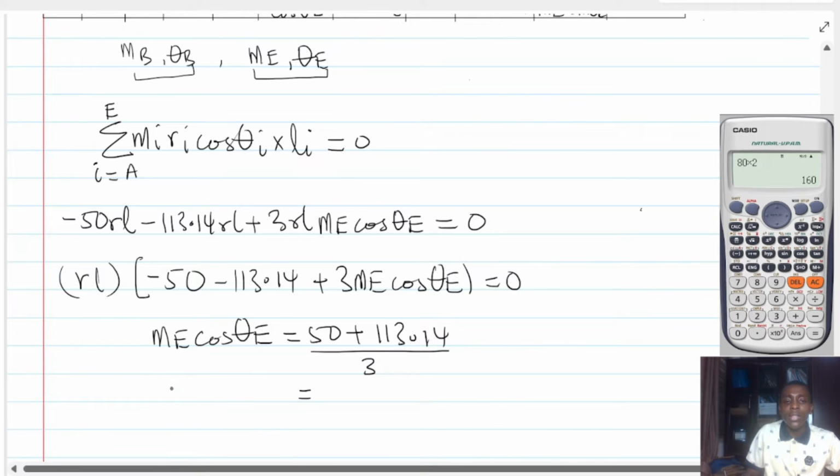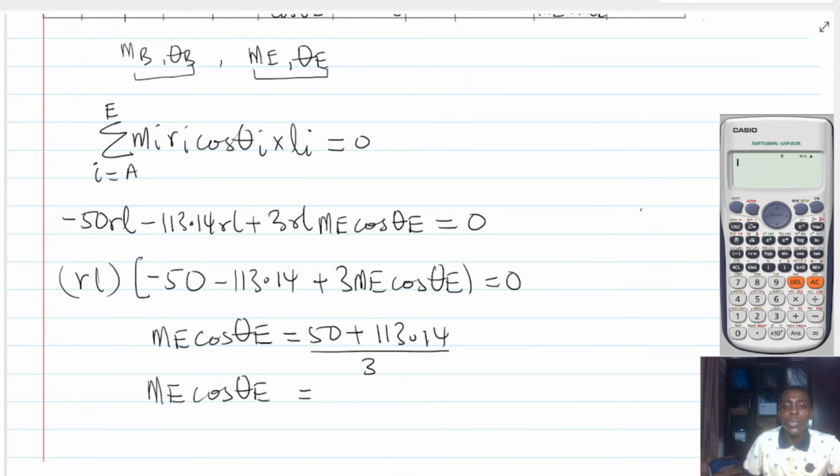And what do you get for this? So ME cosine theta E is going to be, let's pick our calculators and then let's do 50 plus 113.14. What is that? And then I'll divide this by 3. I'm going to get 54.38. Let's call this equation 1.